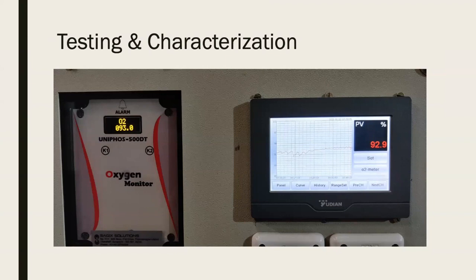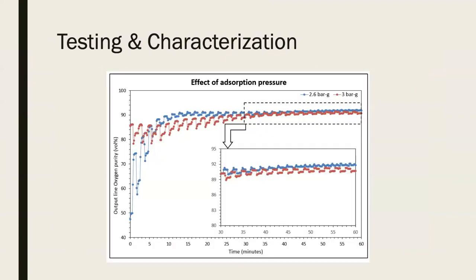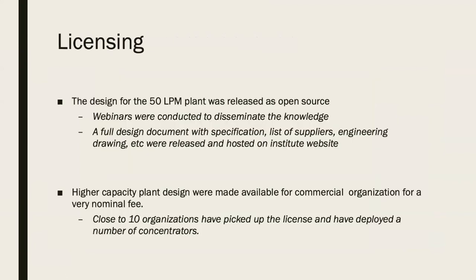We did some more critical testing to establish the cyclic stability of the system. And then once this entire system was ready, we coordinated with our IP cell to license out this particular medical oxygen generator. The idea here was, we thought, okay, we have now developed the system. We will adopt two philosophies. One is a 50 liters per minute medical oxygen generator plant should be released under open license.